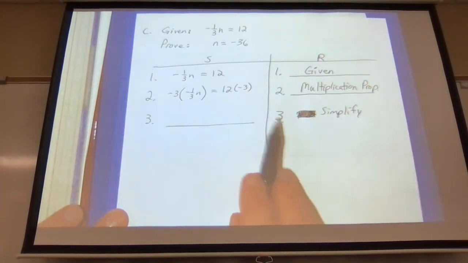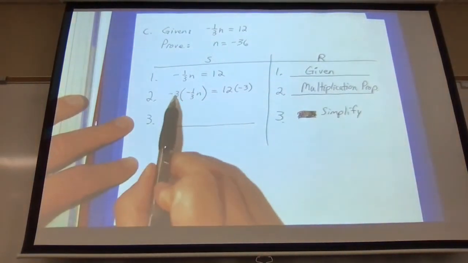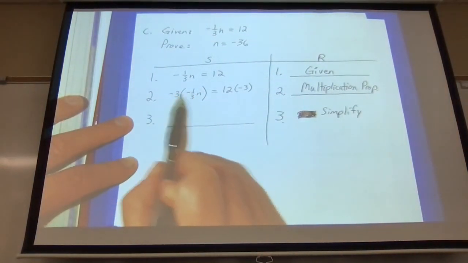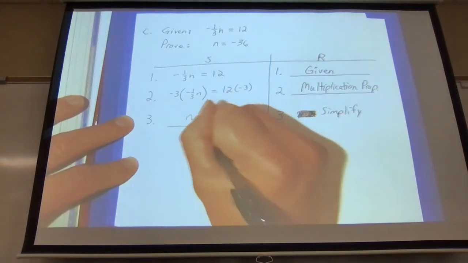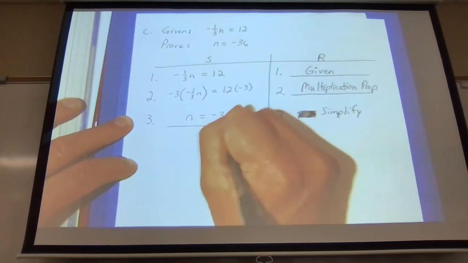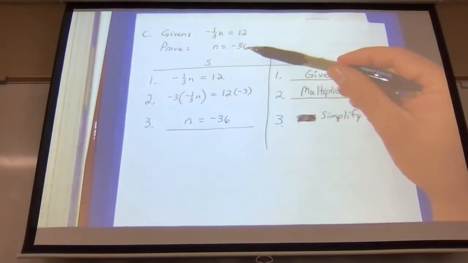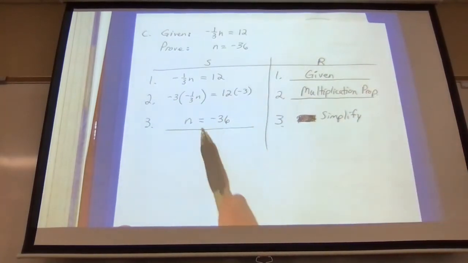The next step that they're telling us to simplify, when it tells us to simplify, you just go ahead and do the multiply. -3 times -1/3 becomes 1, leaves you n on the left. 12 times -3 is -36. Once again, that's what we wanted to prove, n equals -36. We did it through that simplify. 3 steps, you got your proof.